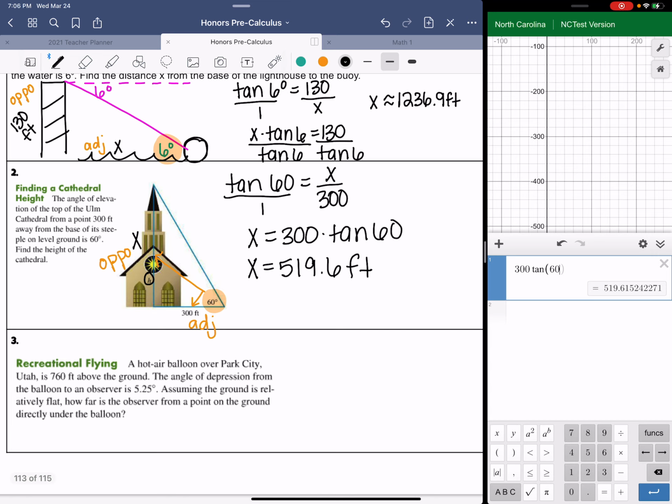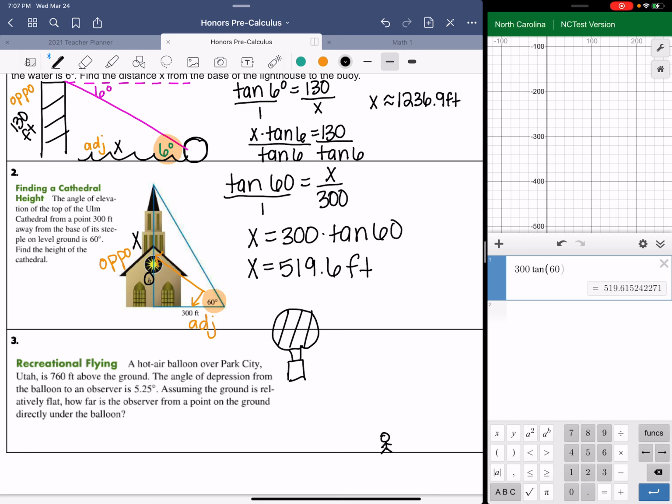All right, so for the next one, I have a hot air balloon over Park City. It is 760 feet above the ground. The angle of depression from the balloon to an observer is 5.25 degrees. Assuming the ground is relatively flat, how far is the observer from the point on the ground directly below the balloon? All right, so we have our little hot air balloon. You can draw a little picture if you want, however you want to set that up. Then we have an observer that's on the ground. Okay, so we have our observer right here.